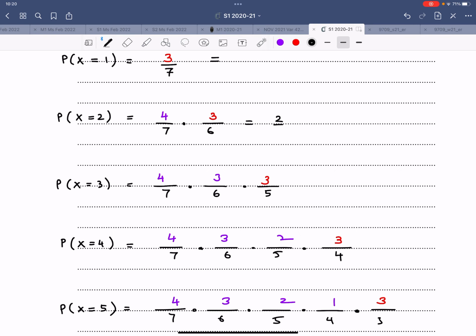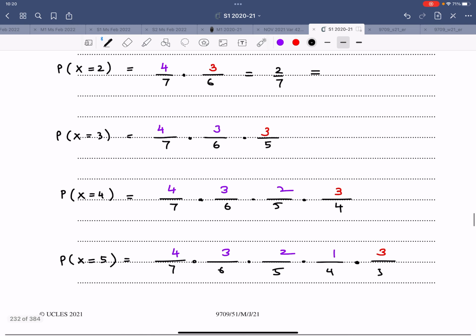I'm writing an equal sign more. Why? There is a reason for this. 4 and 3 is 12. 12 divided by 6. 4 into 3 is 12. 12 divided by 6 is 2. 2 threes are 6. So this is 6 over 35. This one is 4, 4 cancel. 3, 2 and 6 cancel. That is 3 over 35.